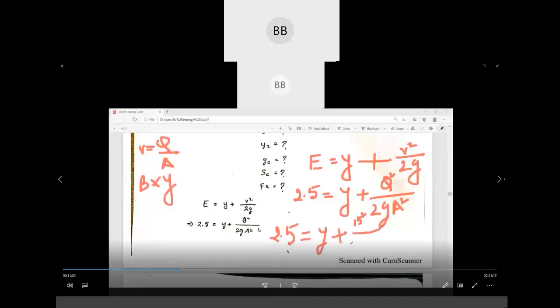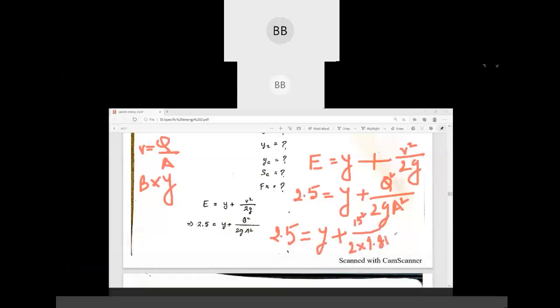The value is given, 2 into g is 9.81, multiplied by the width of the channel, which I think is 4 meter, 4 square, because area is B into y. You can see this equation: 2.5 equals y plus 15 square divided by twice g multiplied by area. Area is B into y. The B value is given, 4 multiplied by y, whole square.